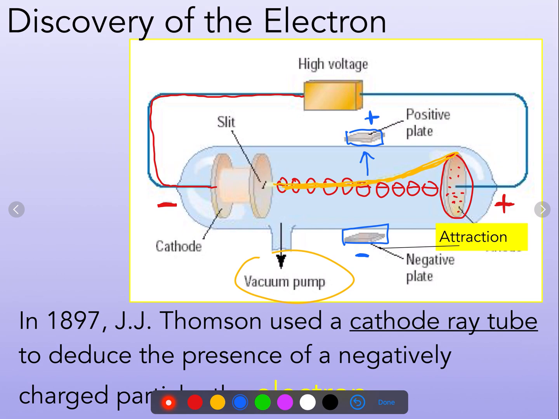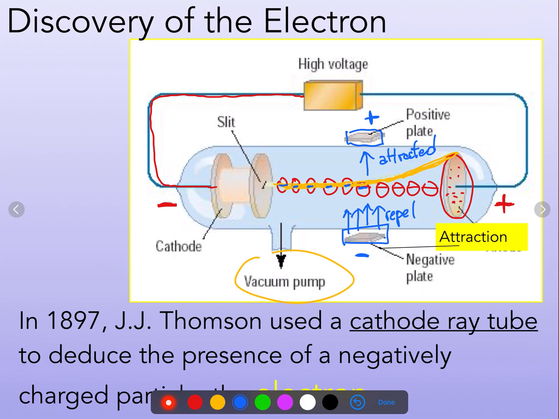So as those electrons are flowing, it's a negative charge right here, so it's going to be repelled pretty strongly. It doesn't like this. It's going to be repelled from that plate, and it's going to be attracted to the positive plate. So they're able to get it to veer off course.